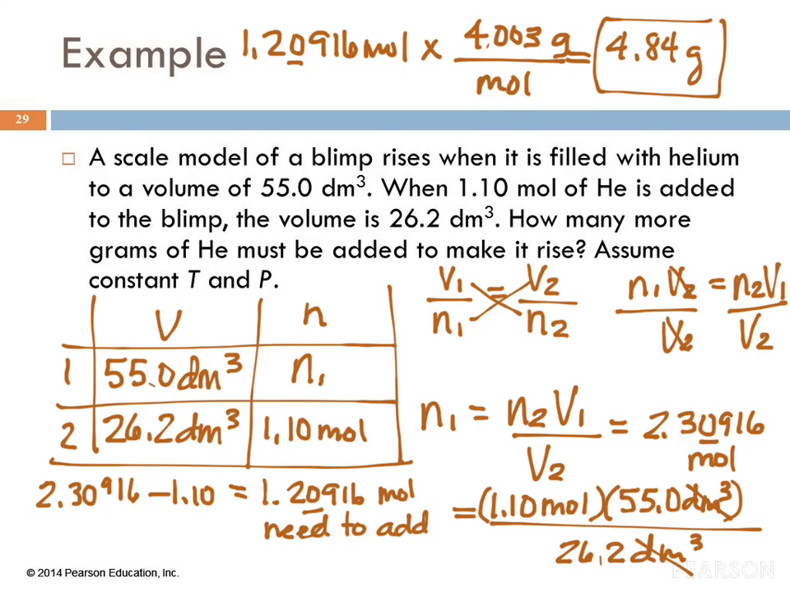The 3A level version of this problem is they ask you to calculate N1. The 1A version is they're asking you to calculate the mass in grams that need to be added. Okay? So they make the problems more interesting. Any questions?